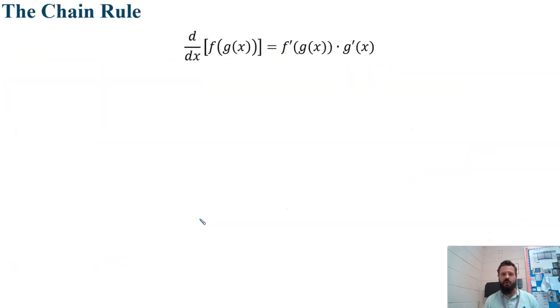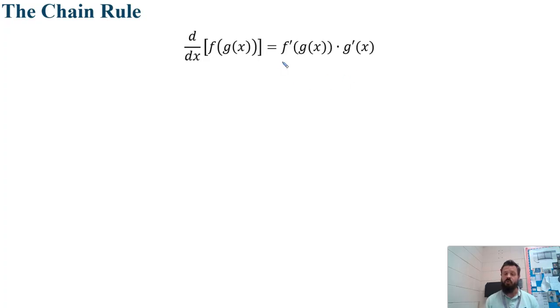All right, so now that we're good to go with composite functions, let's take a look at finding the derivative of composite functions. That's going to be our chain rule. So we'll say the derivative, d over dx, of a composite function, f of g of x, where f is the outer function, g is the inner function, is going to be the derivative of f of g of x times the derivative of g of x.